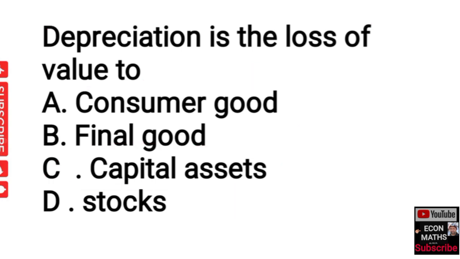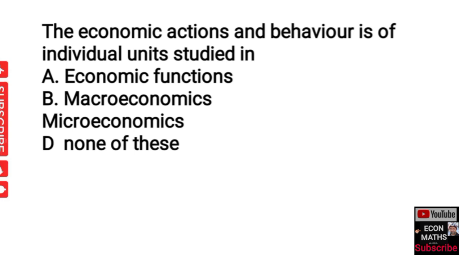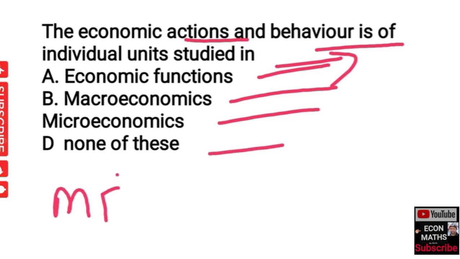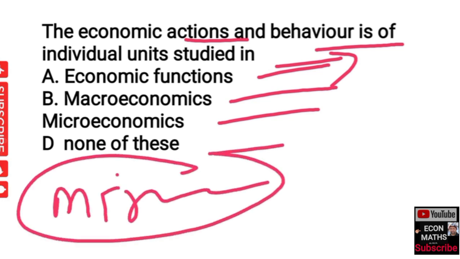Next question is, the economic actions and behavior of individual units is studied in. The options are economic functions, macroeconomics, microeconomics, or none of these. So obviously microeconomics is the correct option, where we study the economic action and behavior of individual firms and individual consumers.